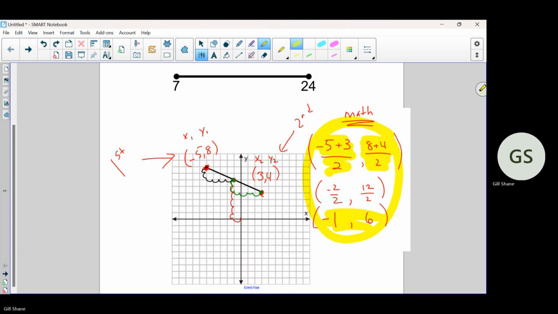Come in and do your retake. Ooh, kind of looks like a smiley face.